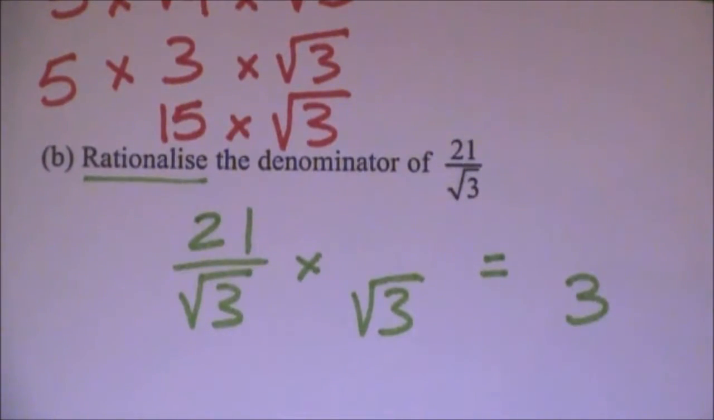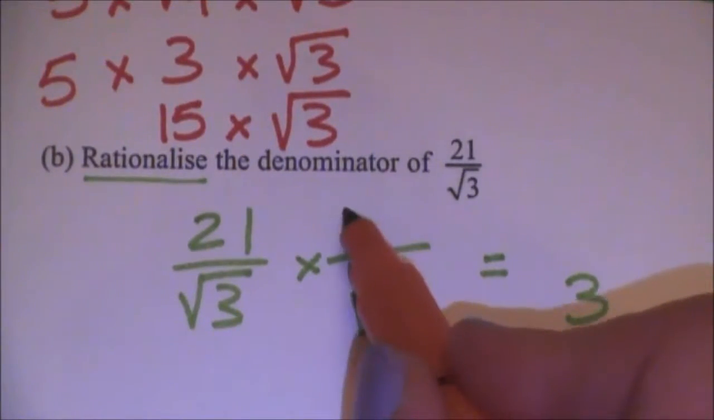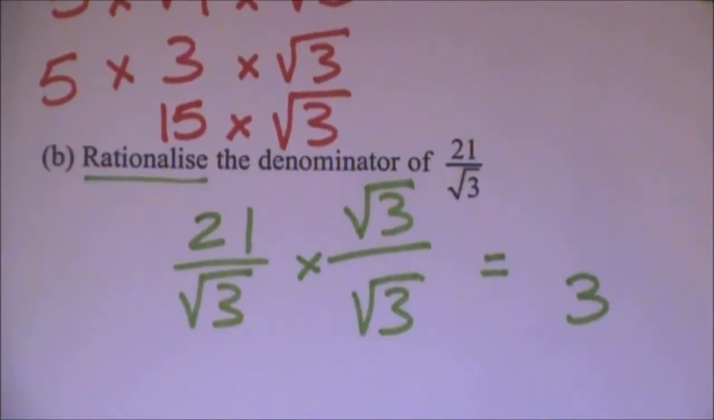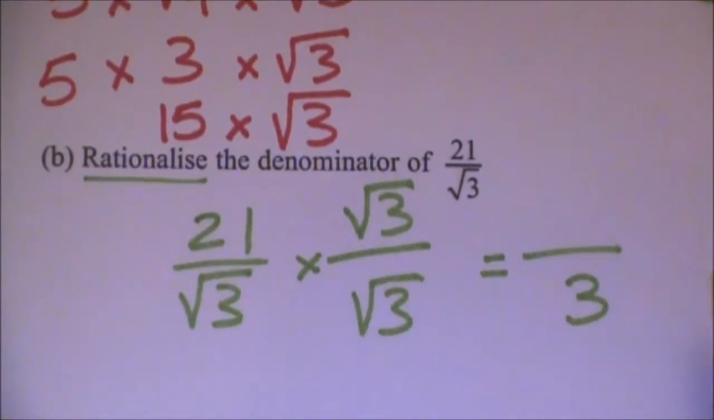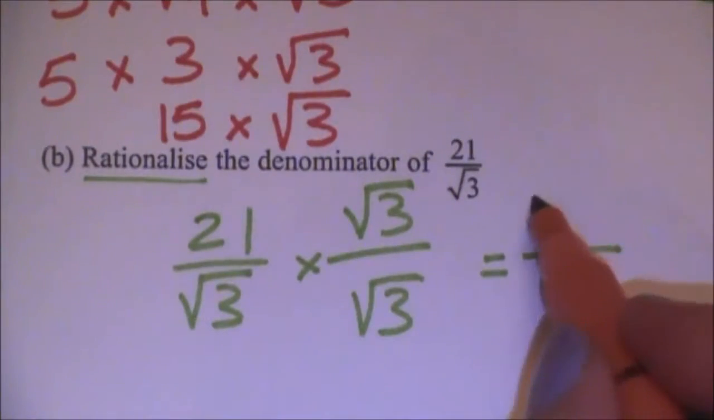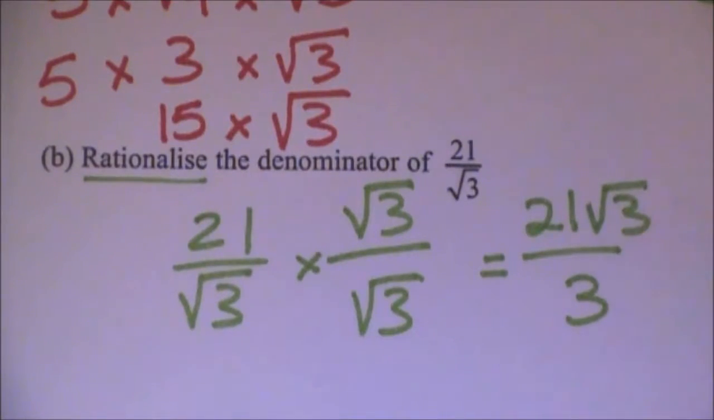If you don't know why that is, you need to go away and revise surds and the rules of surds. However, basic rules of fractions say if you do something to the bottom, you have to do it to the top. So I must remember to times the top of my fraction by root 3 also. So for the numerator, I end up with 21 times root 3, which I write as 21 root 3.